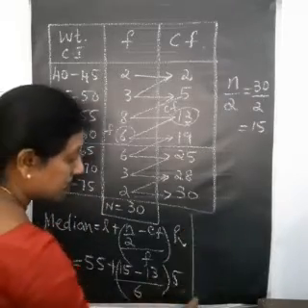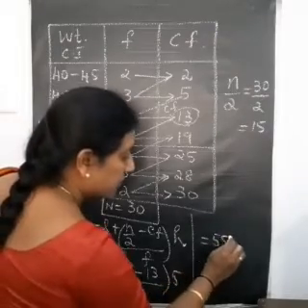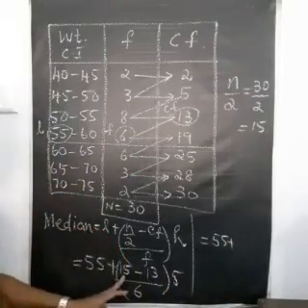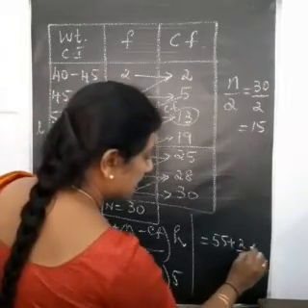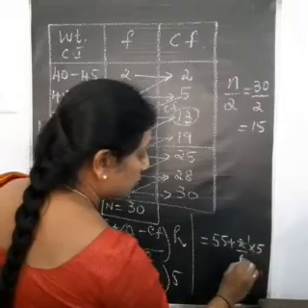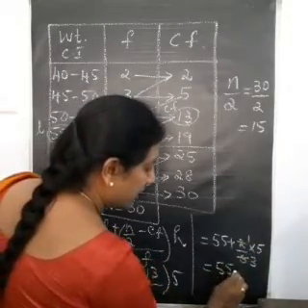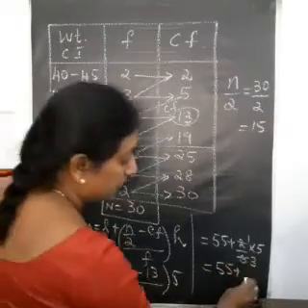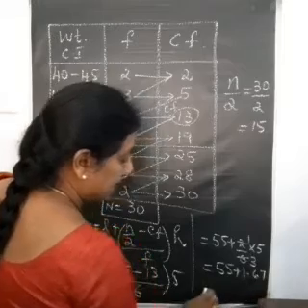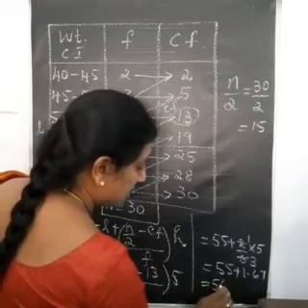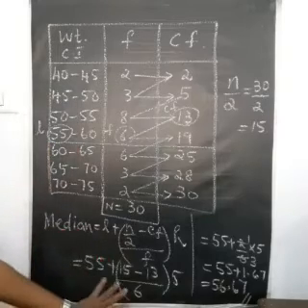Now let us see how this goes. This will be 55 plus 15 minus 13 is 2, divided by 6, into 5. That is 2 1s are 2, 2 3s are 6. So what is 5 by 3? 55 plus 5 by 3, which is 1.67. Correct. So you get 56.67. So that will be your median.